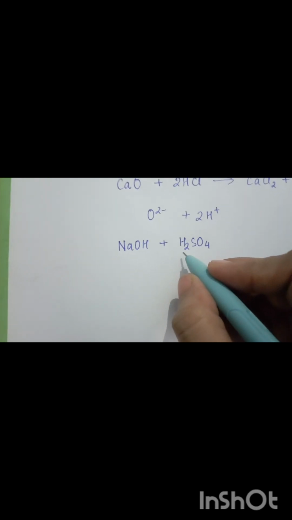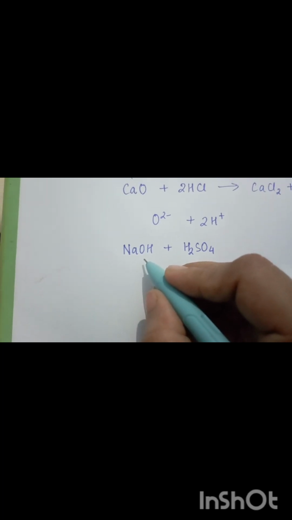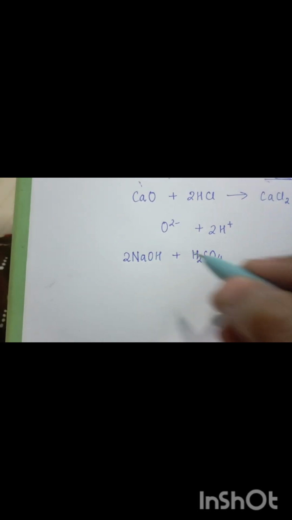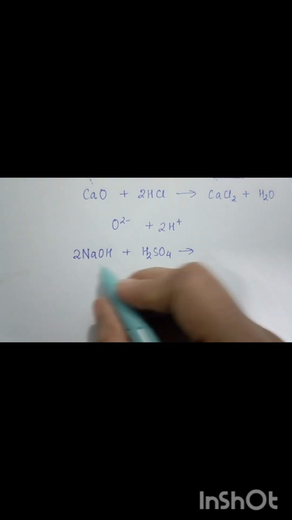Now how many replaceable hydrogen ions are there? 2 replaceable hydrogen ions, but here we have only 1 hydroxyl ion. So here you have to take 2 moles of NaOH to react with 1 mole of H2SO4. Okay. Now what we will get here?